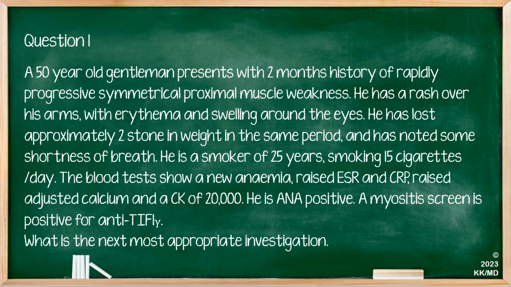So this is a vignette with a lot of information. This gentleman has a smoking history that's quite extensive, and he's presenting with a myriad of symptoms, including weakness in the muscles, a rash over his arms, and this erythema and swelling around the eyes. And if you look back at the slides, you may feel that this may be consistent with a heliotrope rash. He's also had some weight loss and he is short of breath, and several of his blood tests are abnormal, particularly that CK level. You'll also notice that he's got antibody positivity for TIF1 gamma.